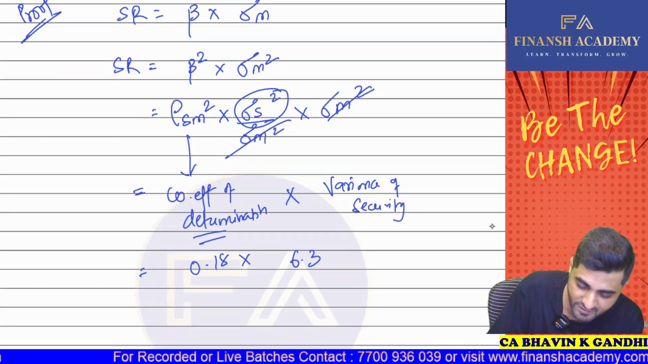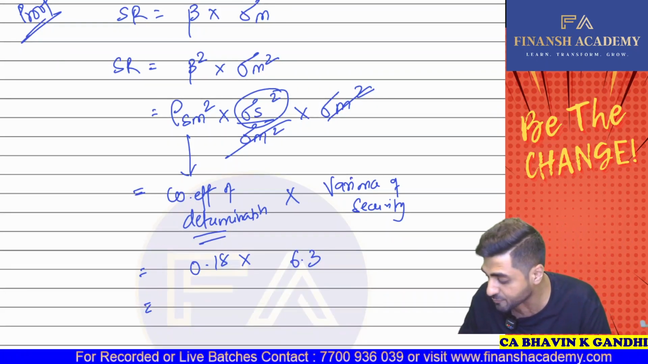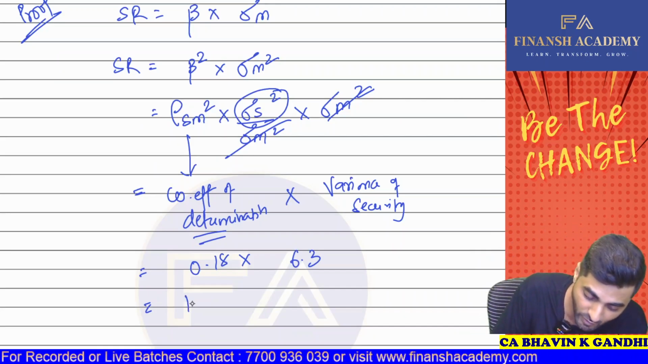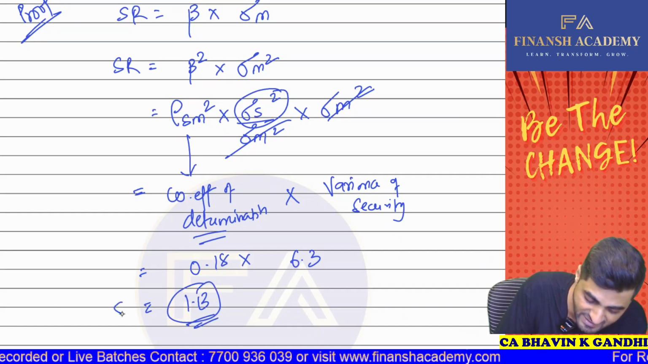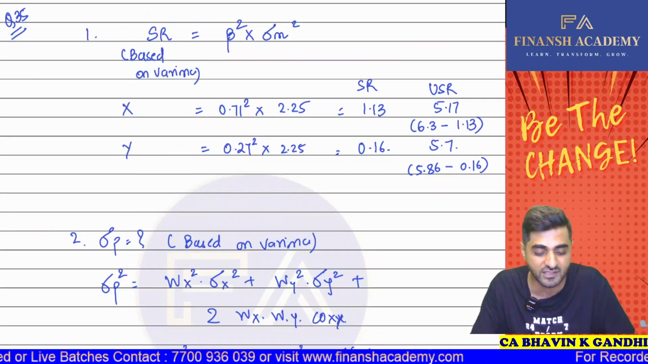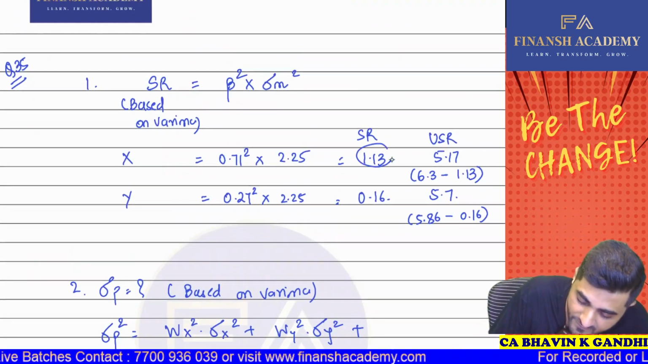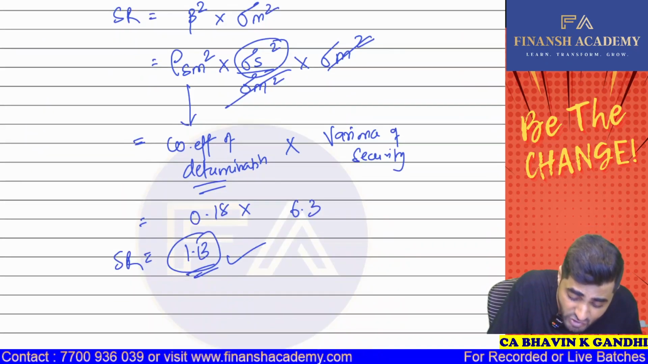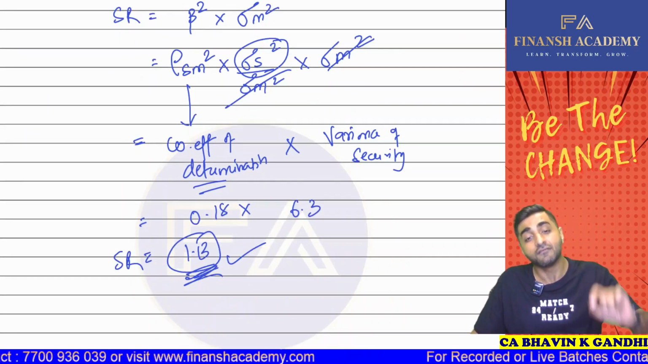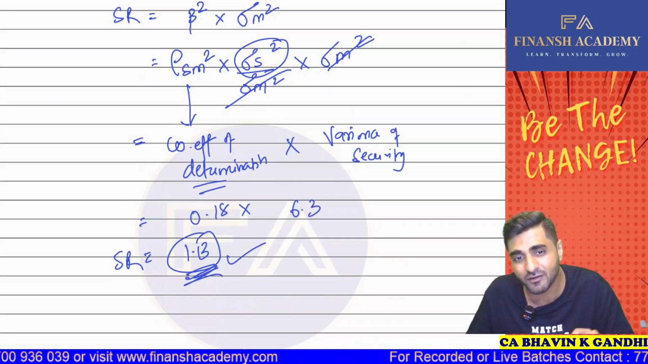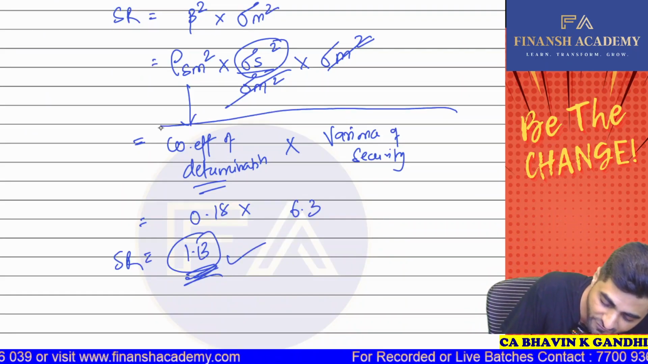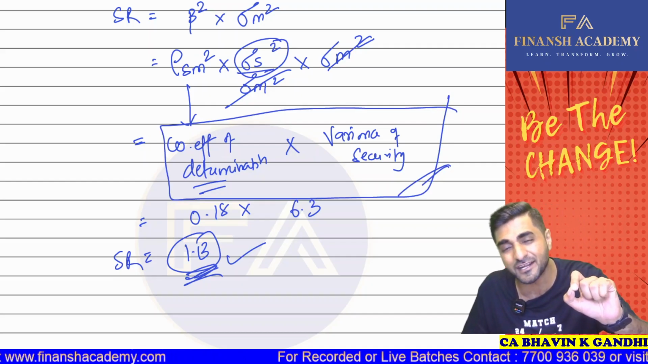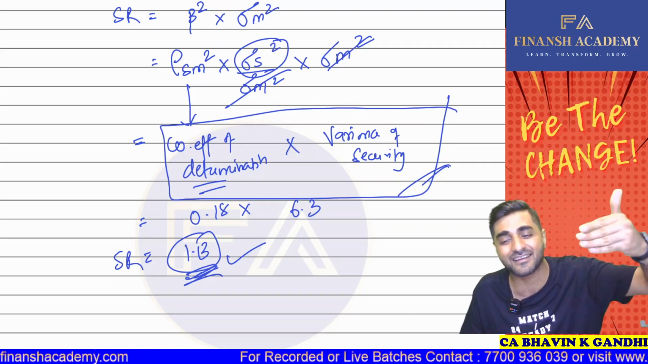So if I do this, will I be getting the systematic risk? Yes, 0.18 into 6.3. So this will eventually give you 1.13. So this is the systematic risk. Now just check what was the systematic risk which we got here. This is 1.13. So this is also 1.13. So what did we assume to calculate this 1.13? We assume that to calculate this 1.13, we have to take coefficient of determination into variance of the security. And this coefficient of determination should be between security and the market.